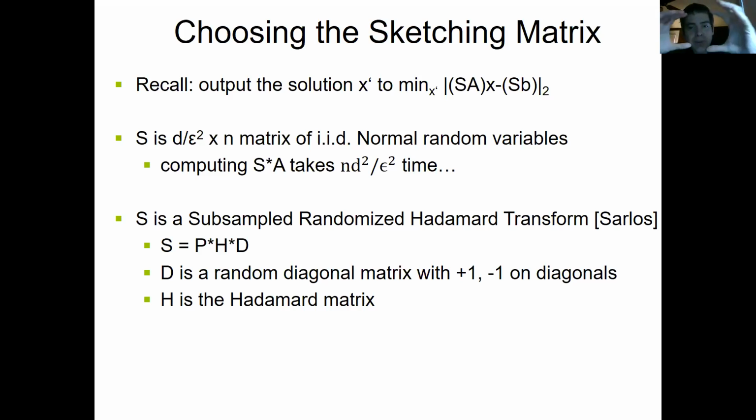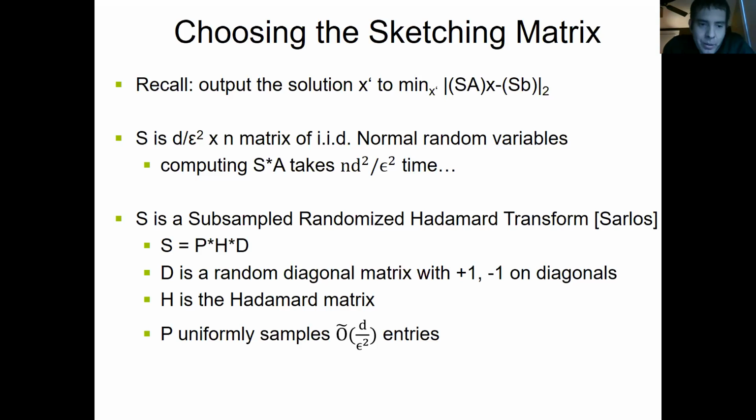H is a dense matrix, the n by n Hadamard matrix, but it has a nice recursive structure. So you can compute H times a vector in only order n log n time. And finally, P, when you apply it to a vector, it just uniformly samples k entries, which is in order d over epsilon squared entries. Okay, so this is your small dimension in your sketching matrix.